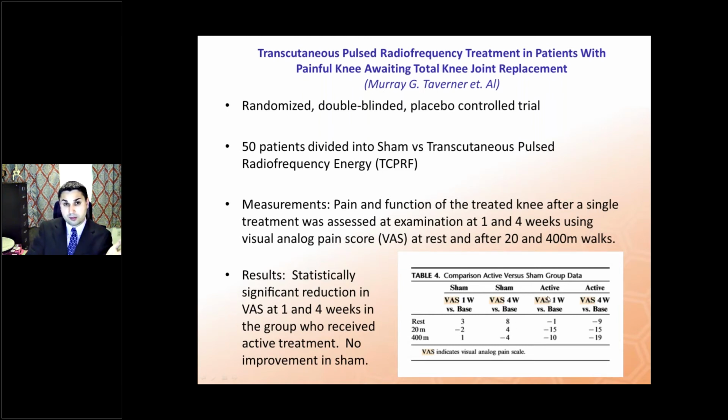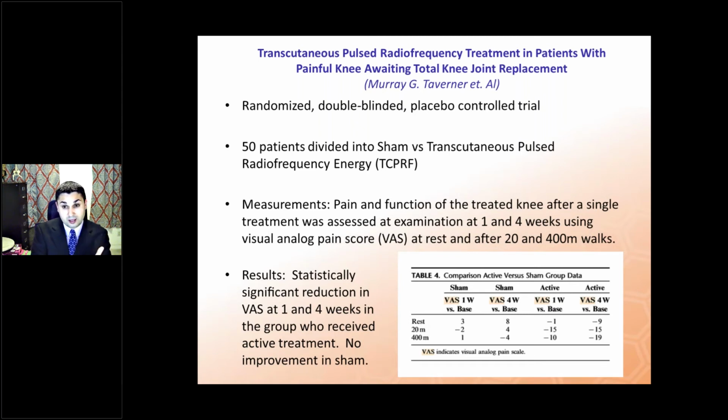Here in the active, where they were actually using the device to give pulse radiofrequency, you had negative points, which means there was improvement, of 1, 15, and 10. Remember, this is on a scale of 100. And same at 4 weeks compared to the baseline, it was still showing improvement. So with continued use, between 1 week and 4 weeks, there were definitely improvements.